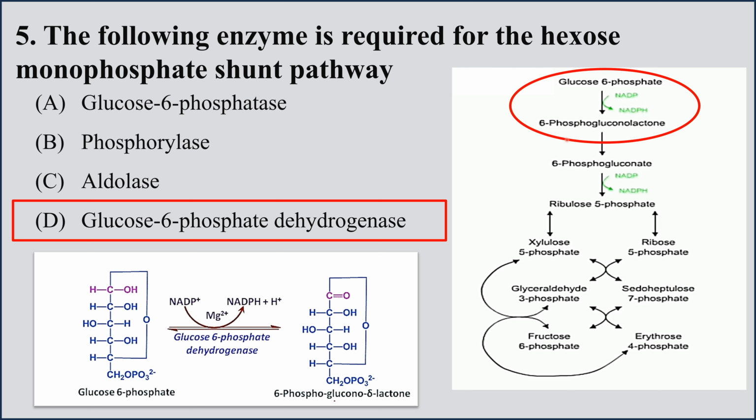That's why the enzyme name is G6PD, glucose 6-phosphate dehydrogenase enzyme. This is the reaction that it catalyzes. Glucose 6-phosphate is converted into 6-phosphogluconolactone with the help of the enzyme glucose 6-phosphate dehydrogenase, also known as G6PD, and there is a dehydrogenation reaction. Hydrogen is removed from glucose 6-phosphate and is taken up by NADP, and NADP is reduced into NADPH.